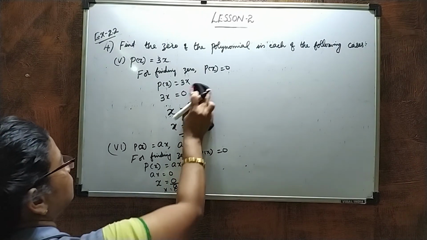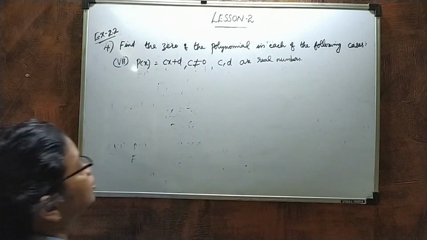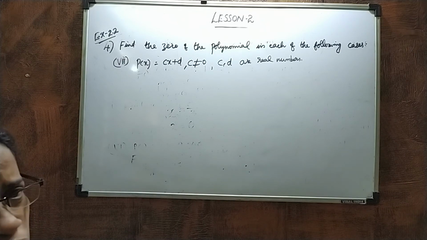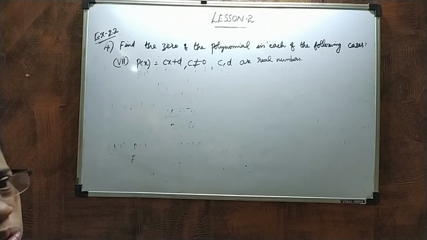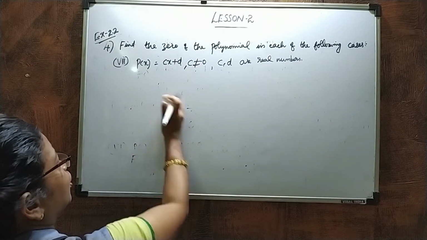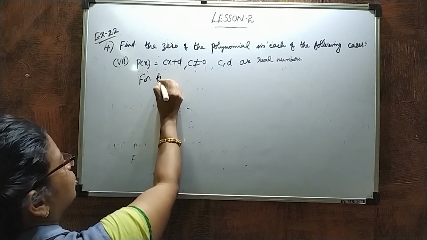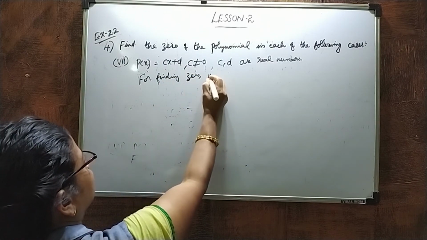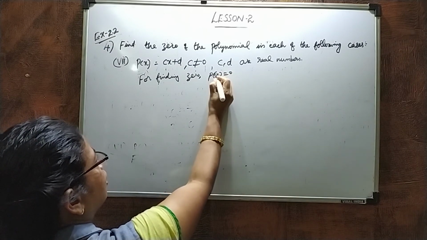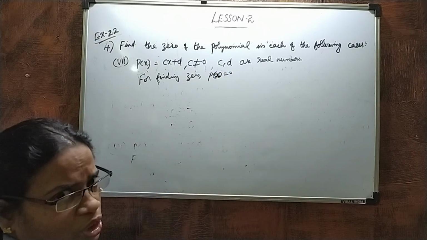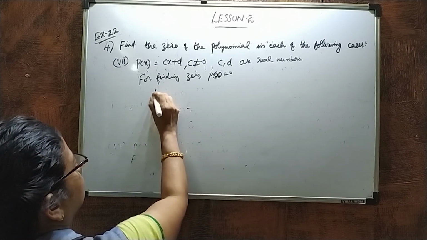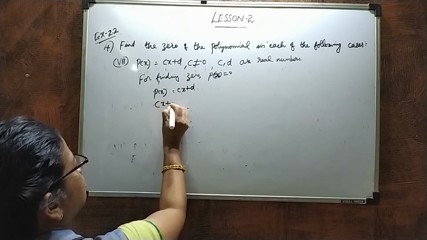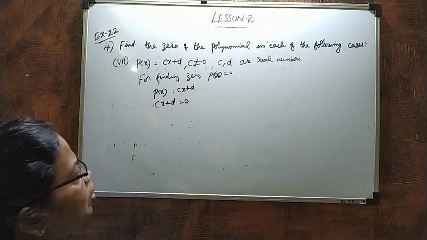Now, seventh question, last question. Okay, this is the question. Same thing, don't worry about the C and D or L minus Y, C not equal to 0, they are telling. No need to worry about it. What you have to do? Same thing. For finding the 0, put P of x is equal to 0. You have to find out the value for the variable inside the bracket. Okay, remember that. So, it will be P of x is equal to Cx plus D, and then Cx plus D equals 0. Now, what is the next step?